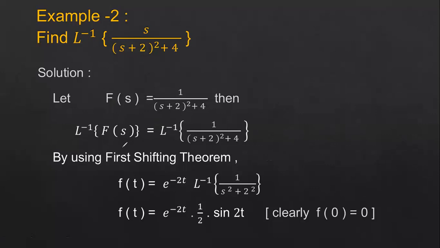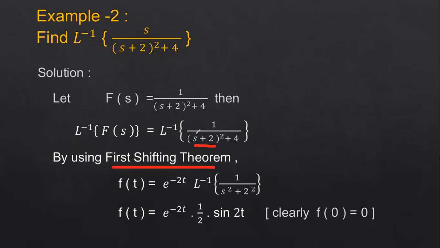Okay. So applying Laplace inverse on both sides, the Laplace inverse of f of s is equal to the Laplace inverse of this entire function. So if you see carefully in the denominator, it is s plus 2 whole square plus 4. Now this function is first shifted. Okay, this is a shifted version. This is a shifting method. So that's why we are applying the first shifting theorem.